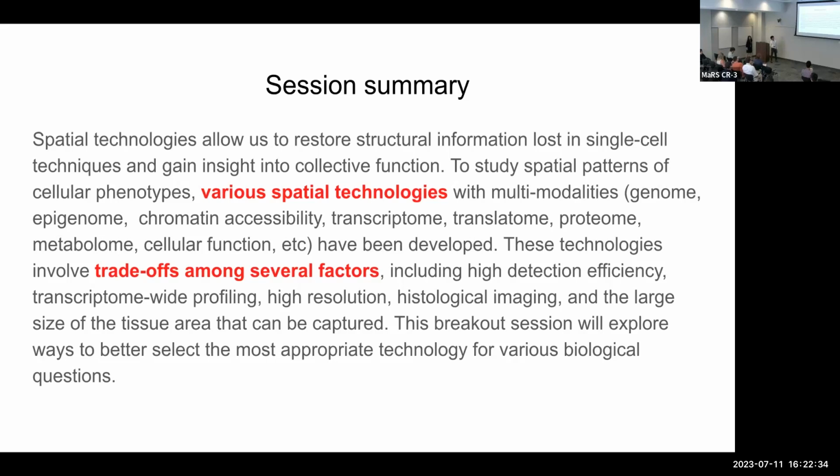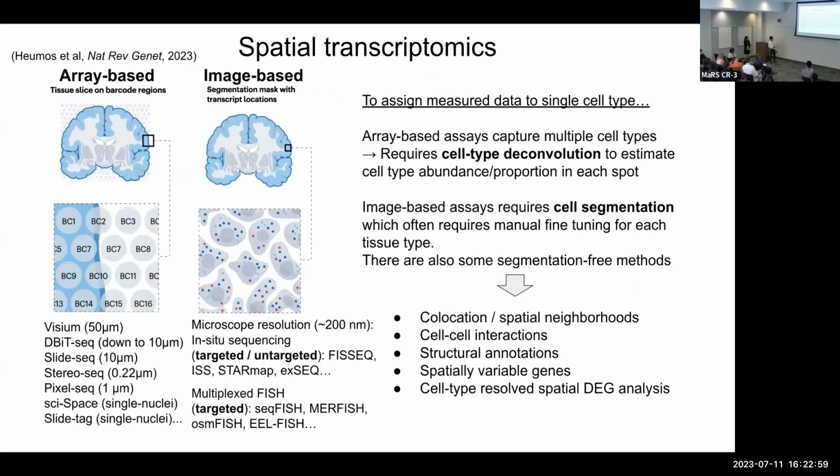I will start with a few slides about this session. The first slide is a summary of this session. It's also on the web portal, but the main thing to discuss is that there are various spatial technologies, and there are trade-offs for each technology. So it would be nice to highlight the pros and cons of each.